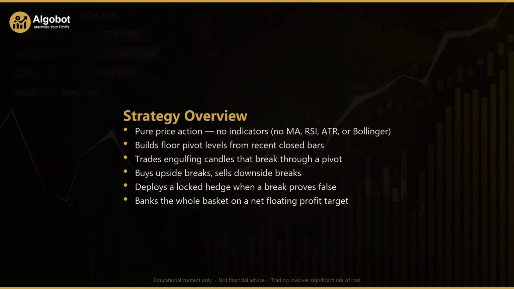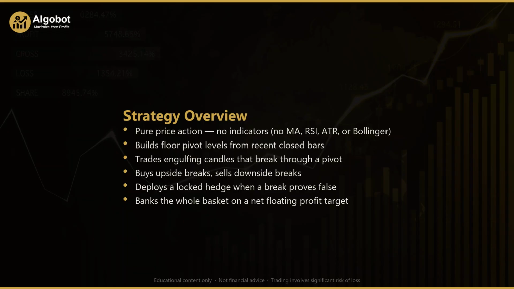When a full-bodied engulfing candle closes clearly through one of those pivots, it suggests that one side of the market has overwhelmed the other right at a level everyone is watching. Rather than fading that move, this strategy trades with it, buying an upside break and selling a downside break.